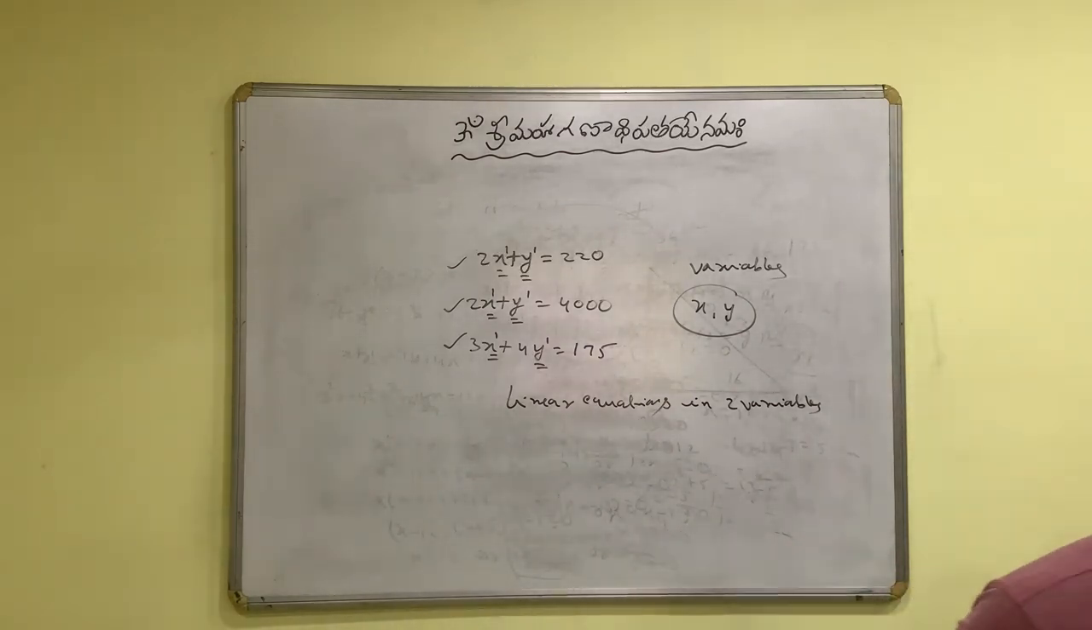Yeah, you can have quadratic equations in two variables, but not in this class. You'll have it in intermediate.